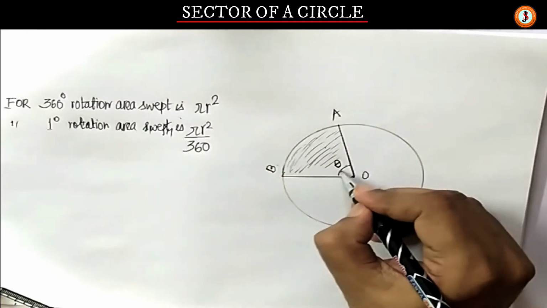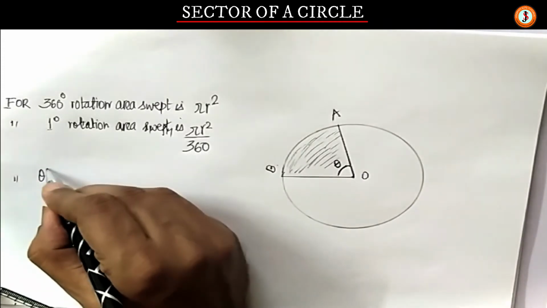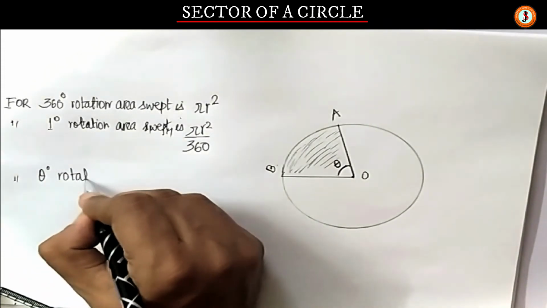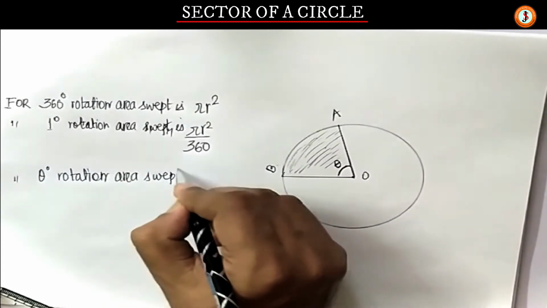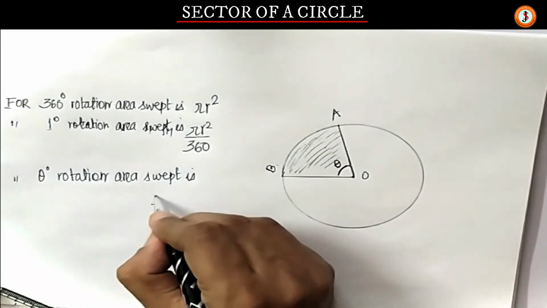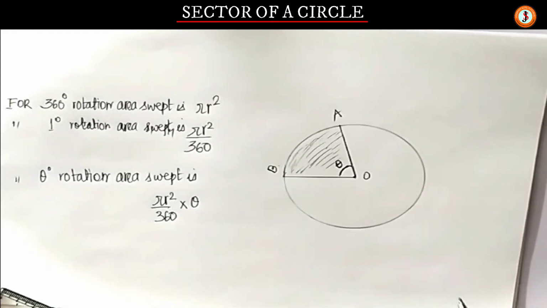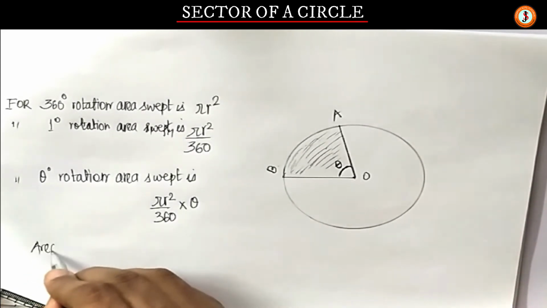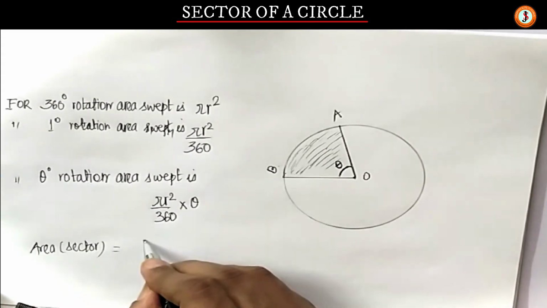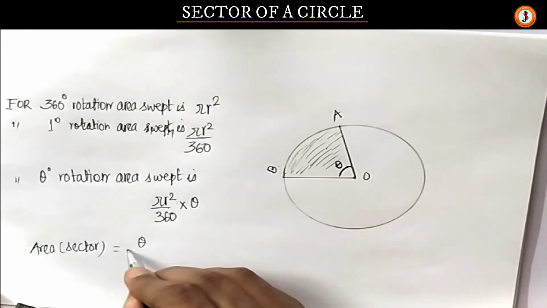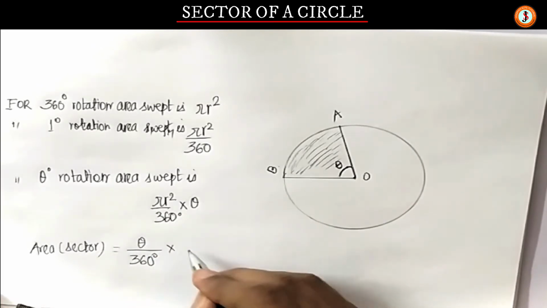So for theta, because it is rotated only theta, for theta degree rotation, area swept is pi r square by 360 into theta. So area of the sector formula now we can arrange and write. Area of the sector is theta, the given angle or the central angle, by 360 degree, both the things should be in degree, into pi r square.